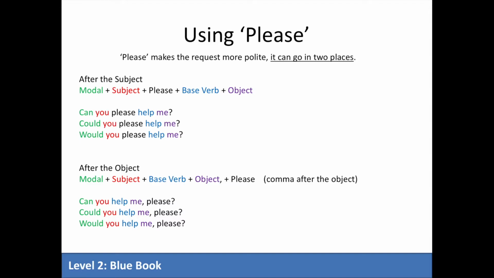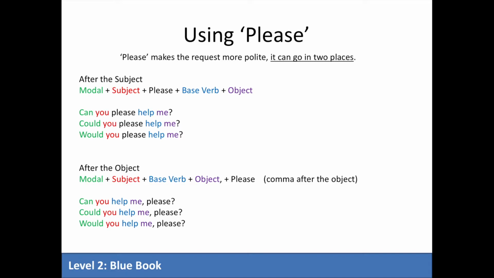We can use please to make things more polite. It can go in two places. The first place, we use it after a subject. So the structure: start with a modal, followed by the subject, then please, then base verb, then object. Some examples. Can you please help me? Could you please help me? Would you please help me?